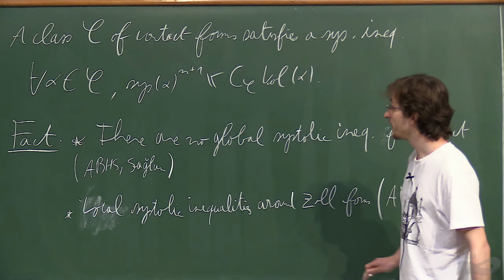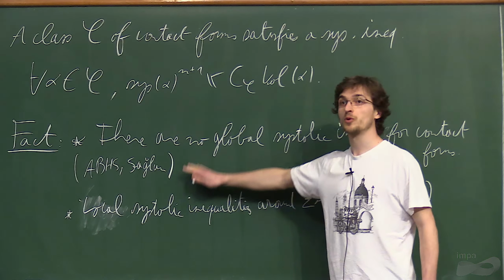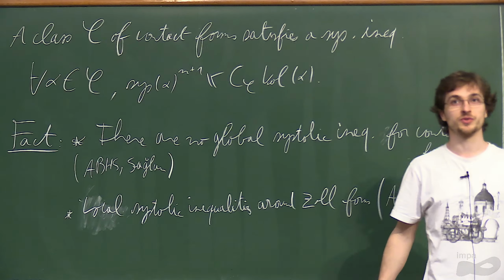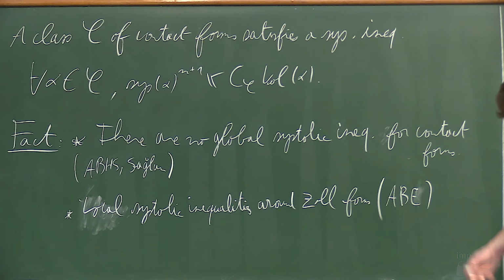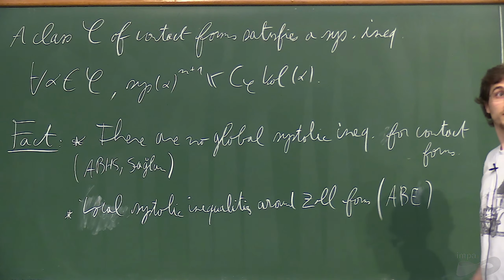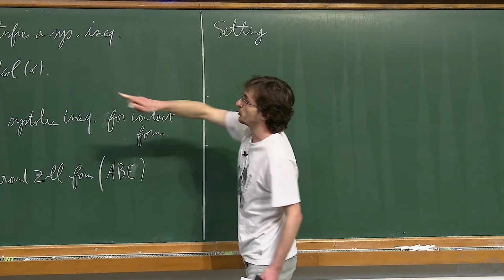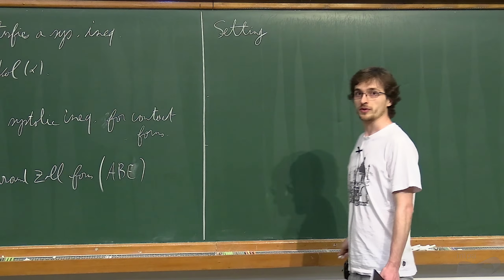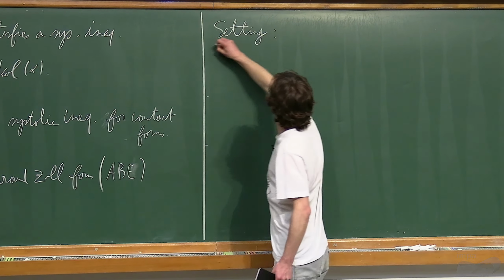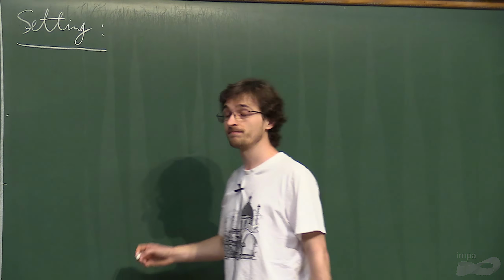Okay, and today I want to explore a bit what's in between those two situations. No global systolic inequalities, but some local ones around some very special forms. And I will talk about some semi-global systolic inequality for a large enough set of contact forms. So what's the setting? Well, it's written over there, S1-invariant contact forms. So we're going to work in dimension 3.